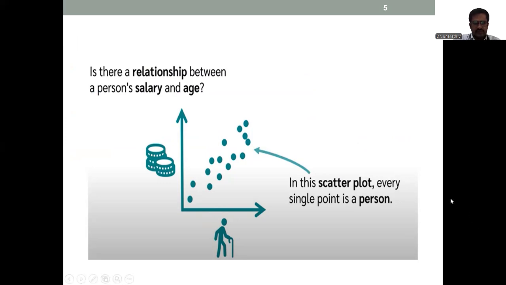For example, is there any relationship between a person's salary and age? There are two variables: one is salary, the other is the person's age. As age increases, does salary also increase? If age is very low, salary is also very low. In this scatter plot, every single point is a person, so we are plotting each person's salary and their age. As age increases, the salary of the persons also increases. So this indicates a positive correlation.